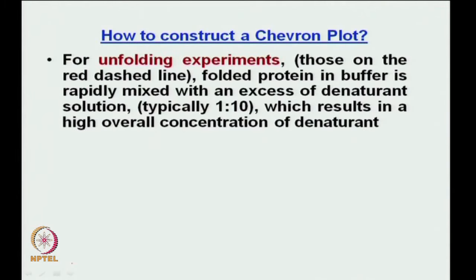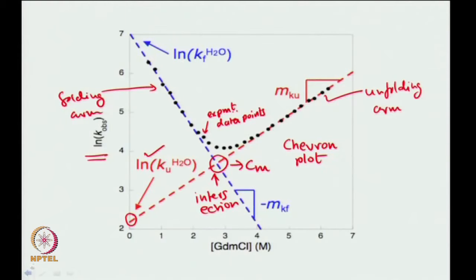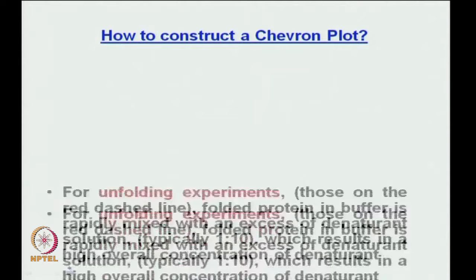The first thing is, if you are going to do an unfolding experiment, that means you are trying to unfold the protein and get k u. What you would do is, and those on the red dashed line, which was to the right of the curve, you see the red dashed line, this is the unfolding, okay. That is what you are trying to do.